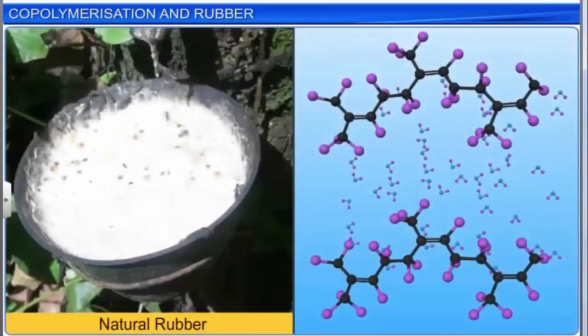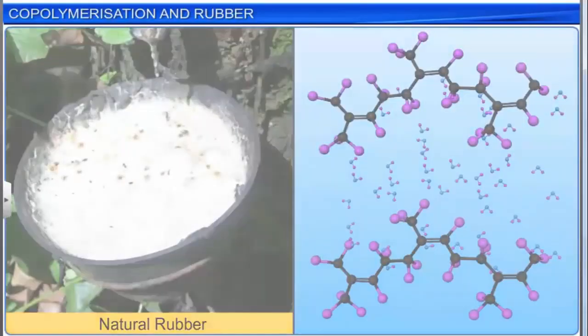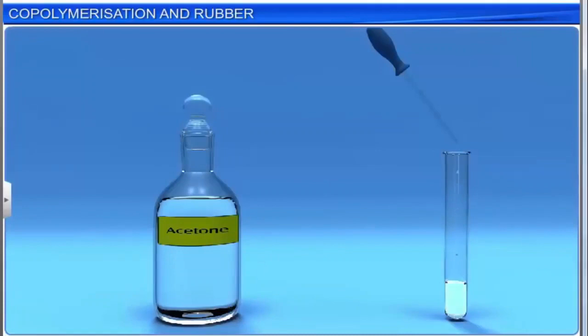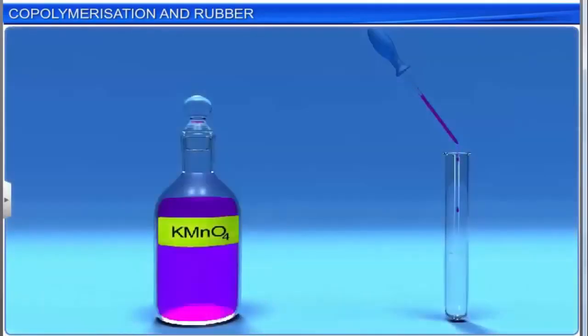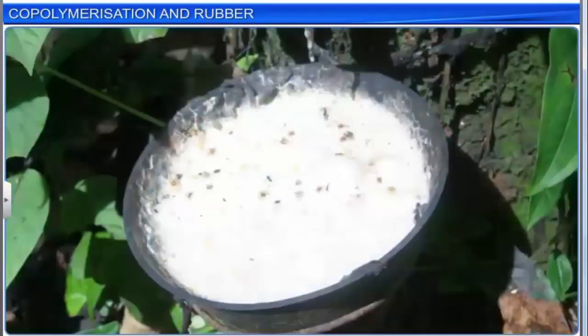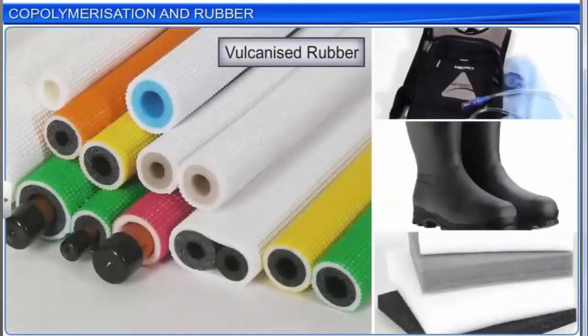Natural rubber absorbs water. It is soluble in non-polar solvents and is susceptible to attack by oxidizing agents. These properties of natural rubber limit its usefulness. Hence, to improve the physical properties of natural rubber, a process called vulcanization is employed. Most rubber used today is vulcanized rubber.